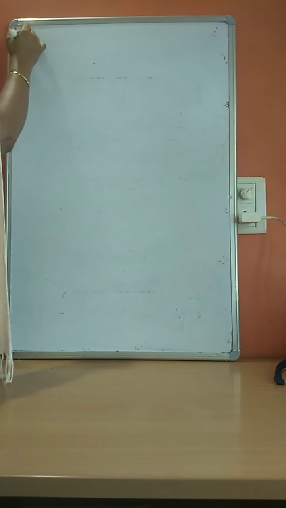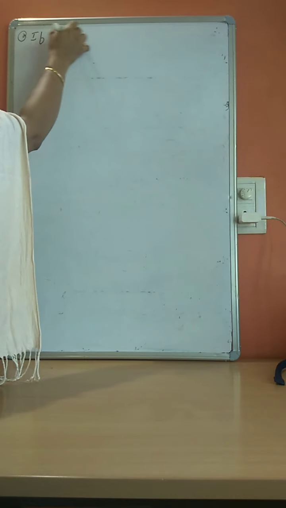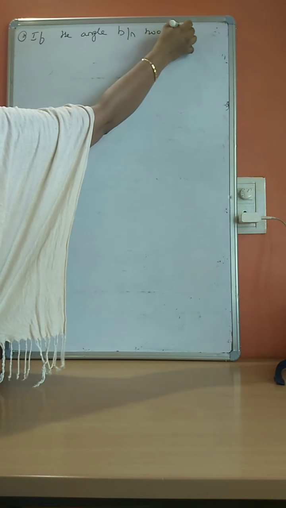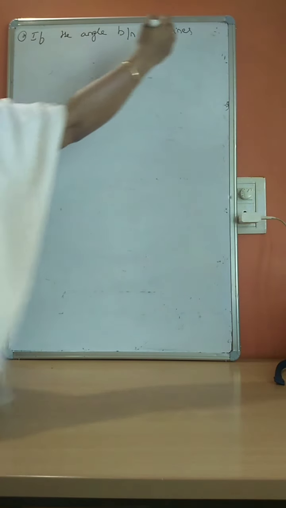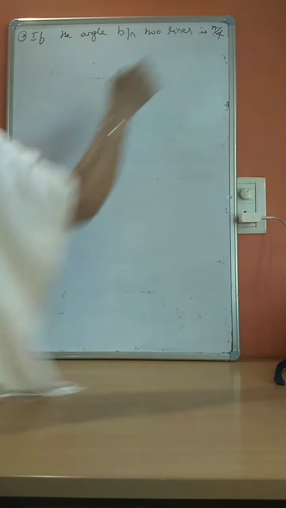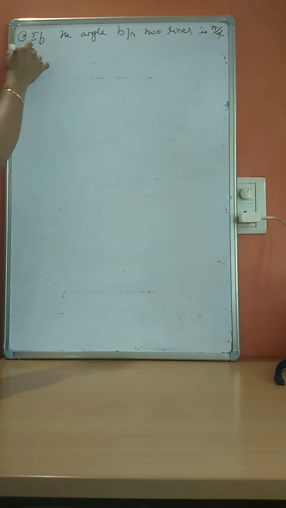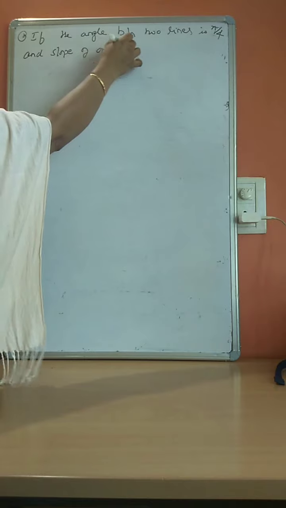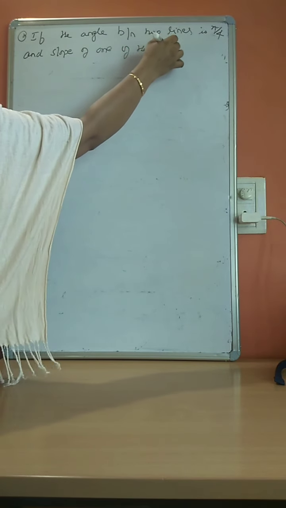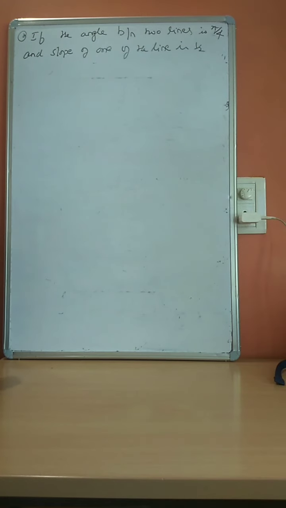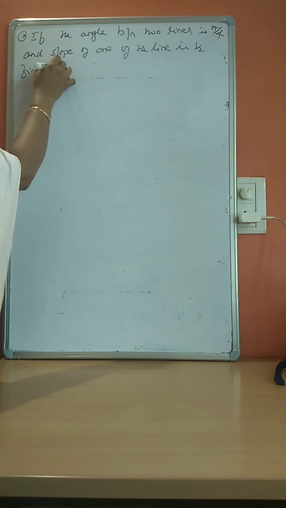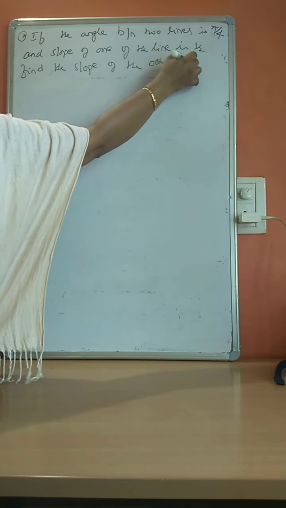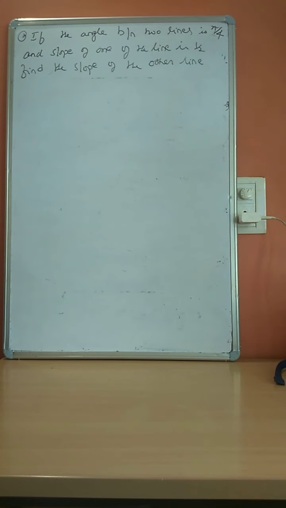Next problem, second one. If the angle between two lines is pi by 4 and the slope of one of the lines is 1 by 2, find the slope of the other line. We are going to find the slope of the other line.